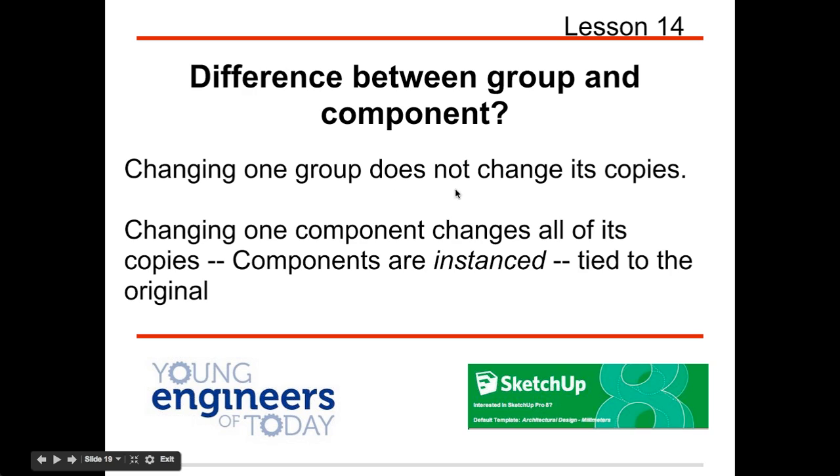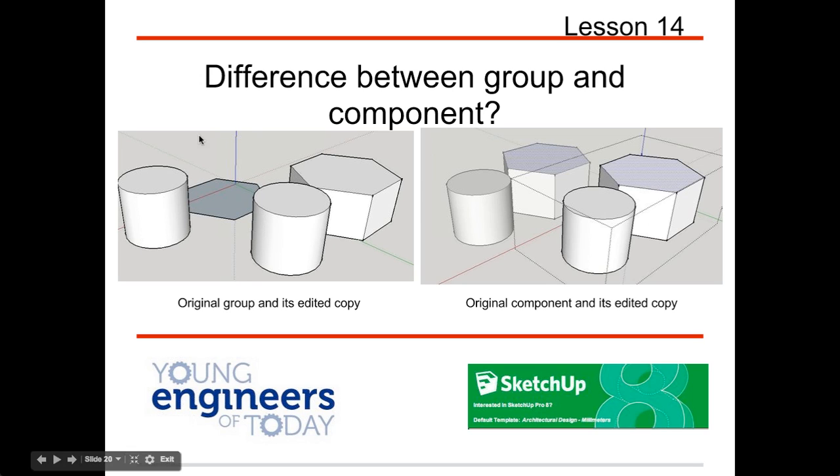So changing one group does not change its copies. However, changing one component changes all of its copies because components are instanced. They are tied to the original. This is the original group, and I edited the copy and there was no change. But the original component was changed. Initially the component looked like this, but when I edited the copy, the original was changed.